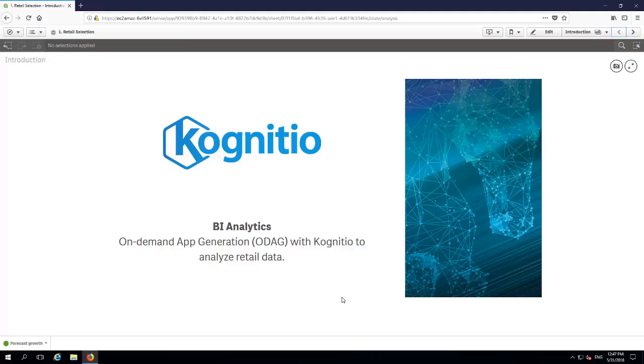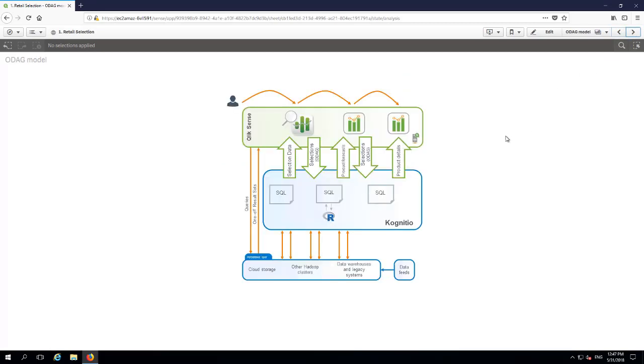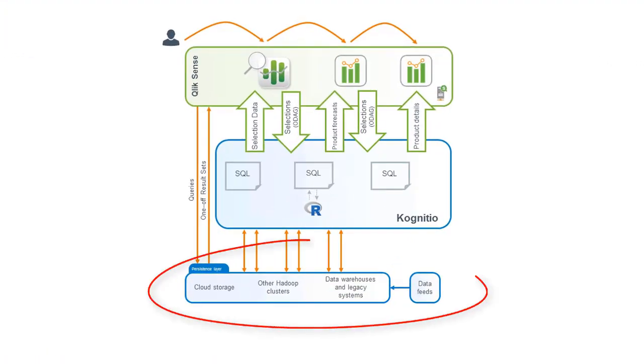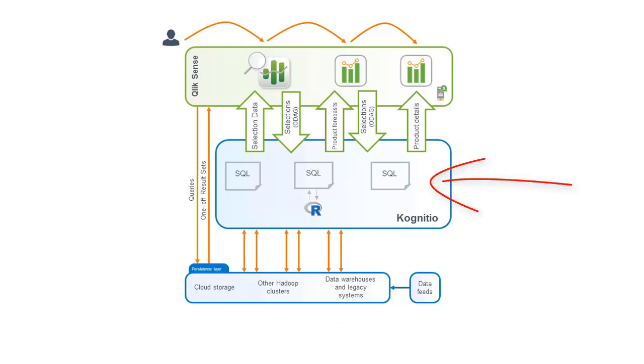In this short video, we show how Kognitio Performance empowers Qlik Sense by performing this on-demand app generation. Firstly, we'll take a look at the Kognitio and Qlik architecture. Raw data is held in any persistent data source, with data used by Qlik pinned into Kognitio RAM.